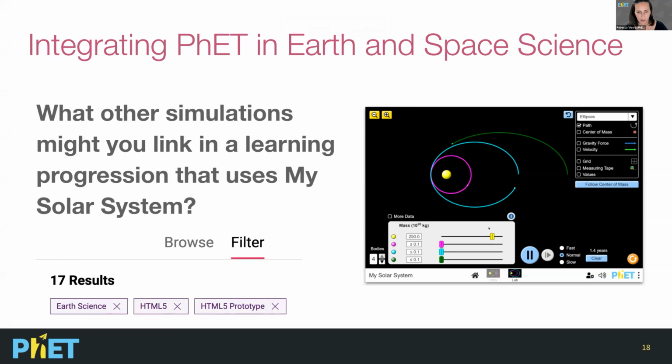So think about what might be your learning objectives. There's lots of different things here. And what other simulations could be related to that? And when would you integrate them? Before, after this particular simulation, etc.